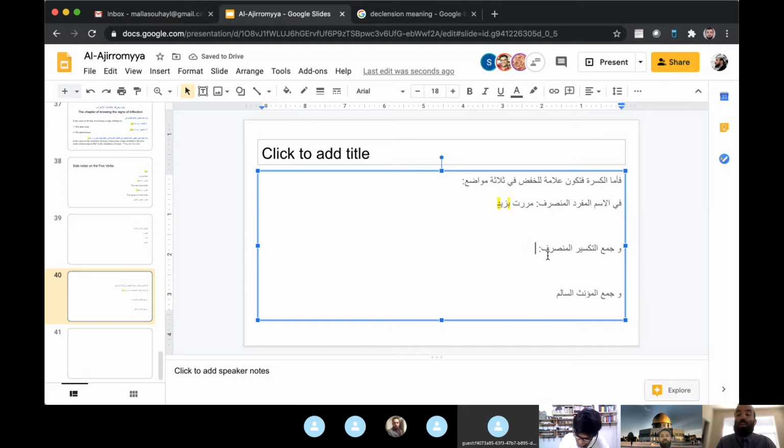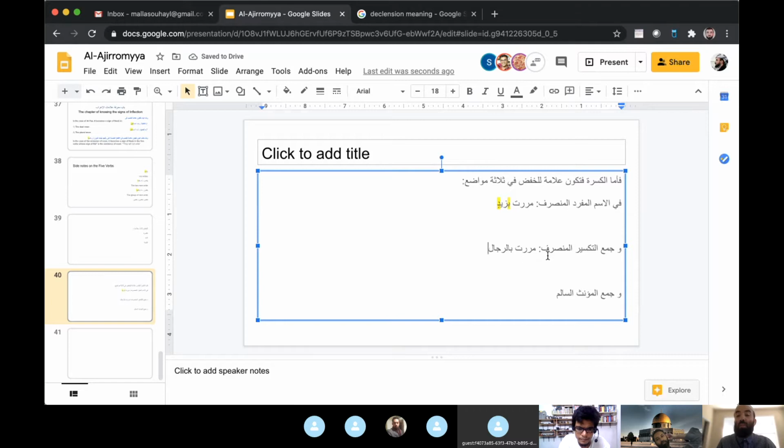The next place where kasra becomes a sign of khafd is the broken plural that is fully declinable. Just like for the singular noun, we had fully declinable and partially declinable, for the broken plural we also have fully declinable and partially declinable. So where does kasra become a sign of khafd besides the singular noun? In the broken plural that is fully declinable. We can give the same example that we gave last time. Marartu bir-rijali.